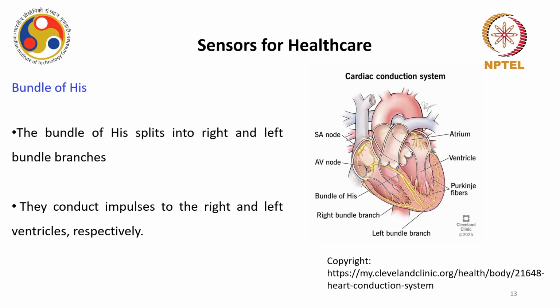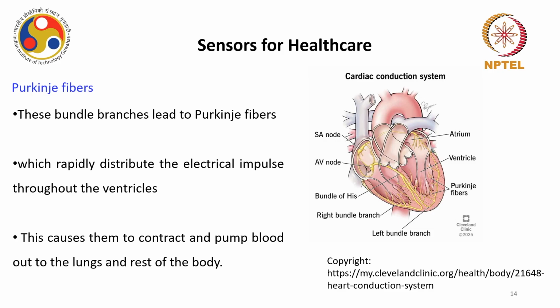This bundle of His splits into two different bundle branches, that is the right bundle branch and the left bundle branch. They conduct impulses to the right and left ventricles through these bundle branches. Further, these bundle branches lead to the Purkinje fibers, which rapidly distribute the electrical pulses throughout the ventricles. This causes them to contract and pump blood out to the lungs and the rest of the body.